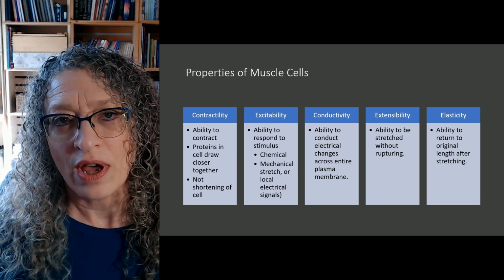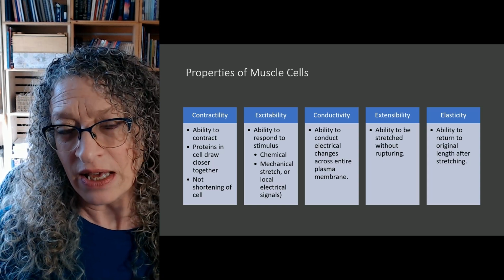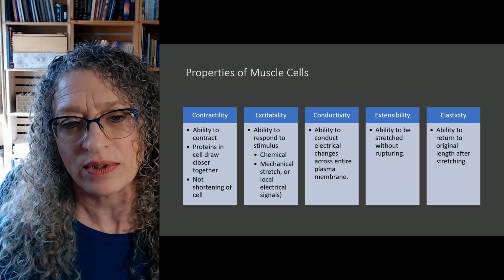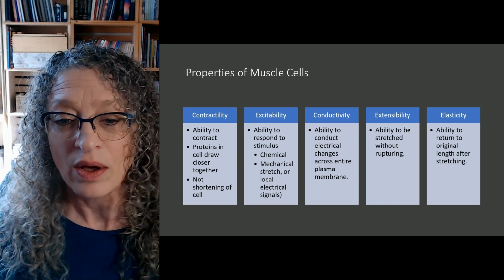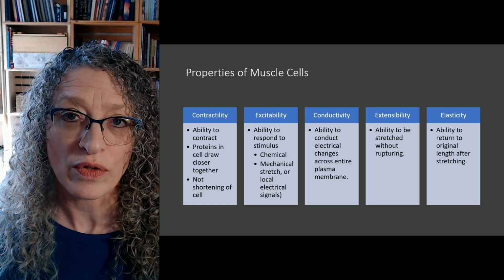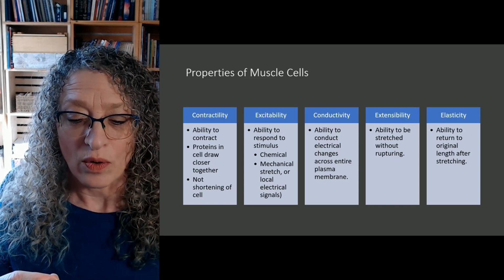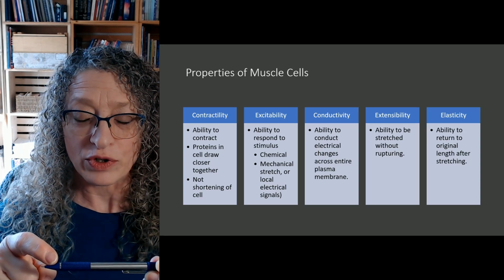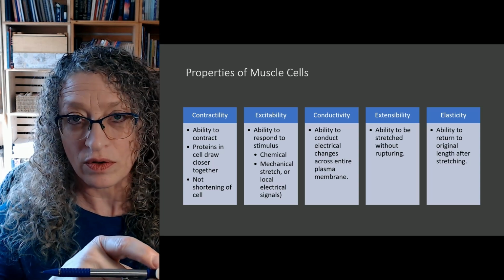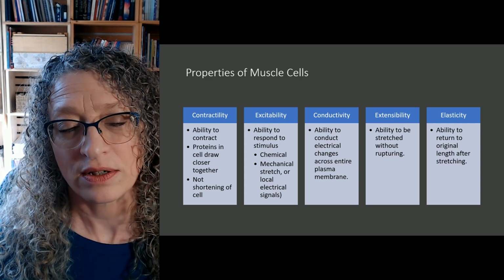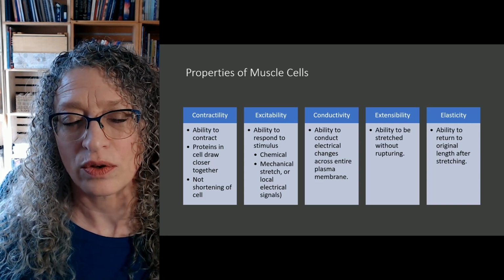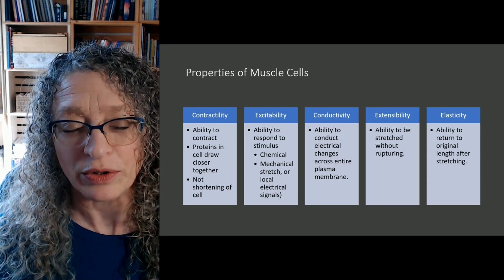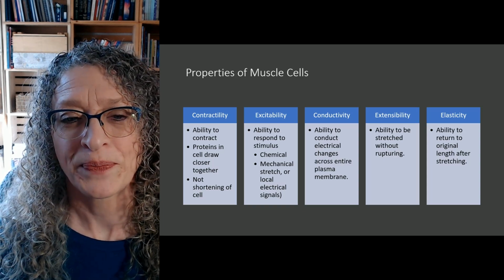The third property is conductivity. Conductivity is a property that it shares with the nervous system, so its ability to conduct electrical change over its plasma membrane. So that electrical charge actually moves from one end to the other, conducts it, just like electricity that goes through a wire, or not similar to electricity that goes through a wire.